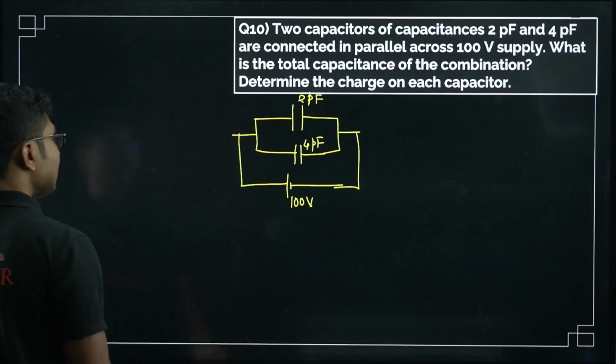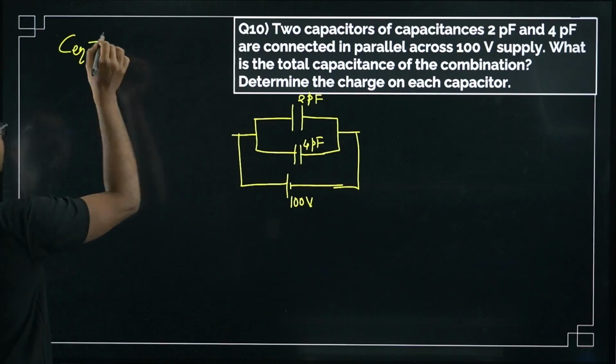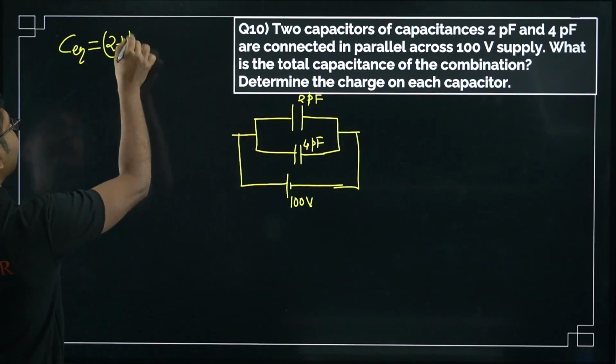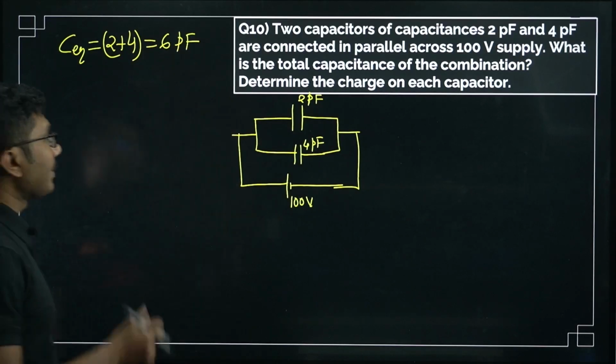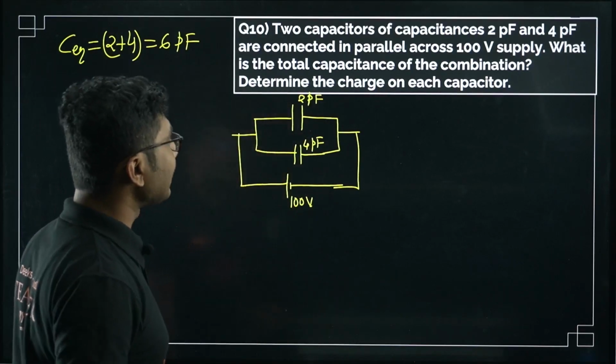Total capacitance is simple. This is a parallel combination, so equivalent capacitance can simply be added. 2 plus 4, that is 6 picofarad. This is the equivalent capacitance. Now, determine the charges on each capacitor.